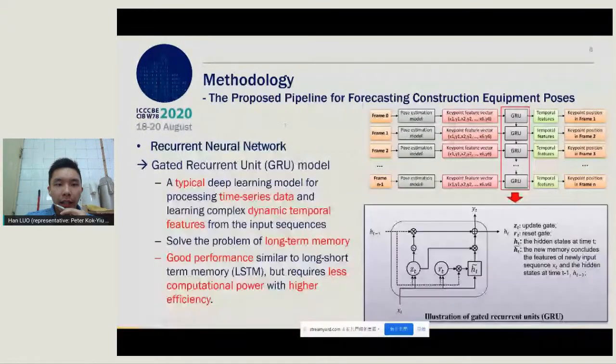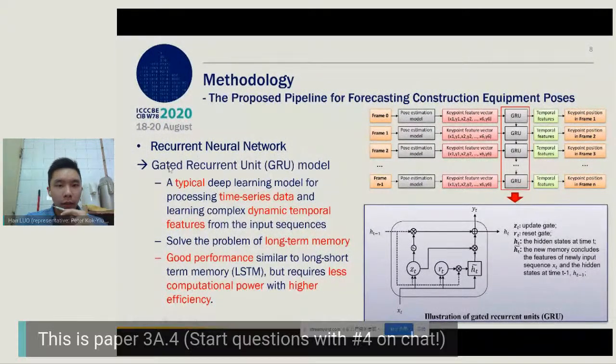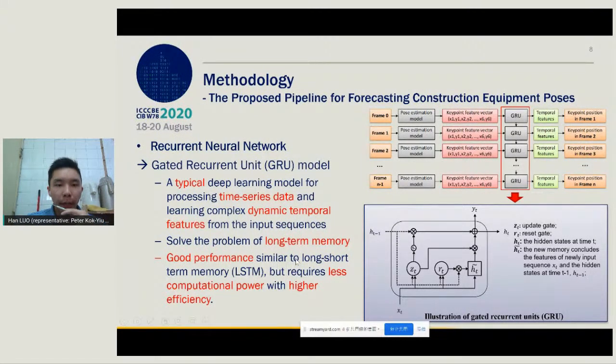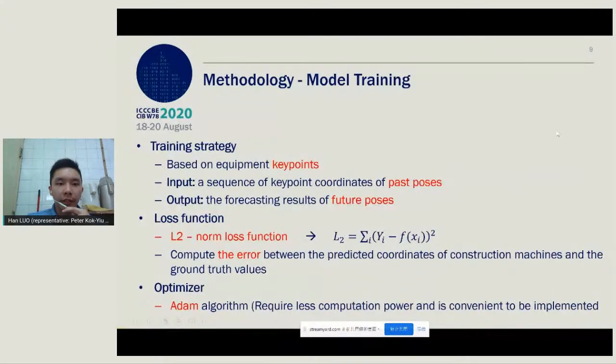The next module is a recurrent neural network. We particularly use the gated recurrent unit, GRU, which can outperform LSTM, and GRU requires less computational power with high efficiency. It can learn the sequential patterns over multiple frames and then output the poses. For training our model, based on key points, we input a sequence of previous poses and then output the pose of the next frame. For the loss function, we follow the standard: we compute the L2 norm loss and use the optimizer to do the optimization.